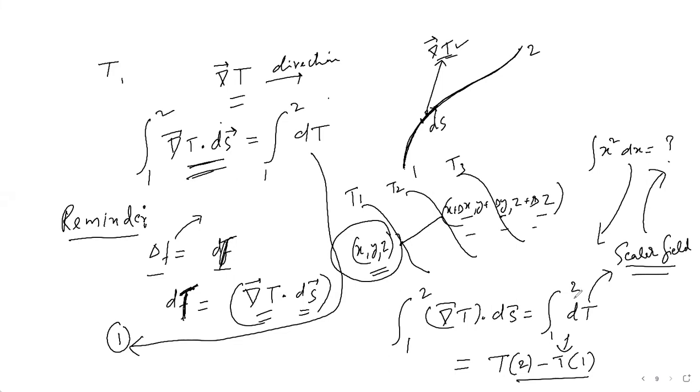I mean, the value at this end and this end. That's what this whole thing boils down to. So this is your first theorem, a theorem in the context of the gradient. And that's all I would say right now about this theorem.